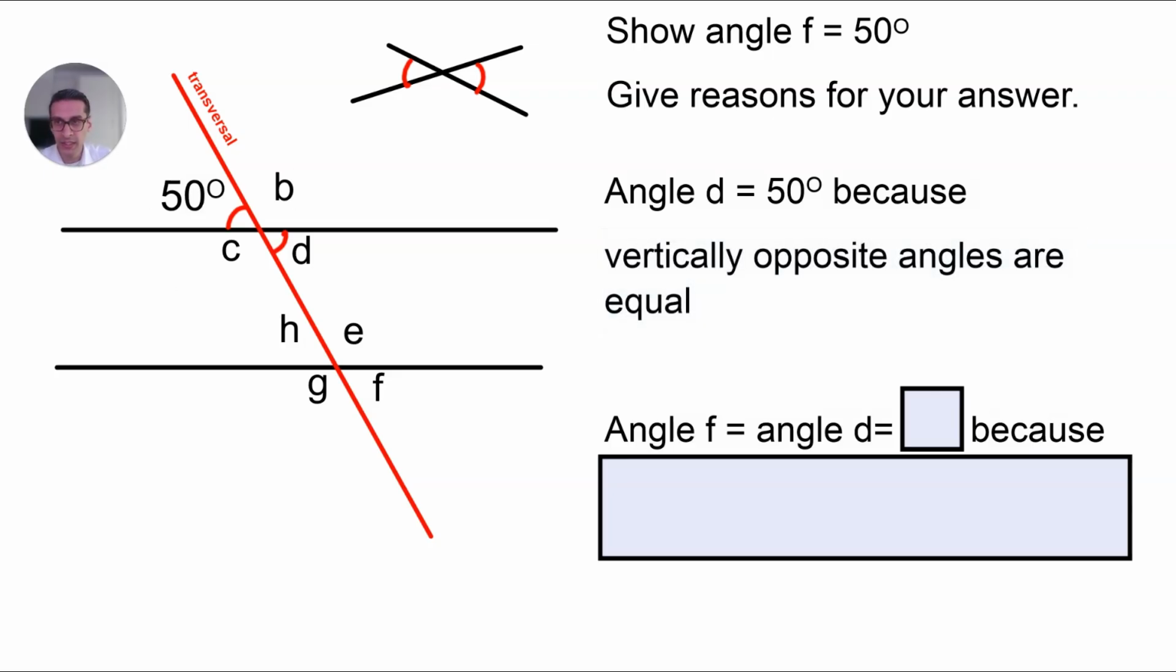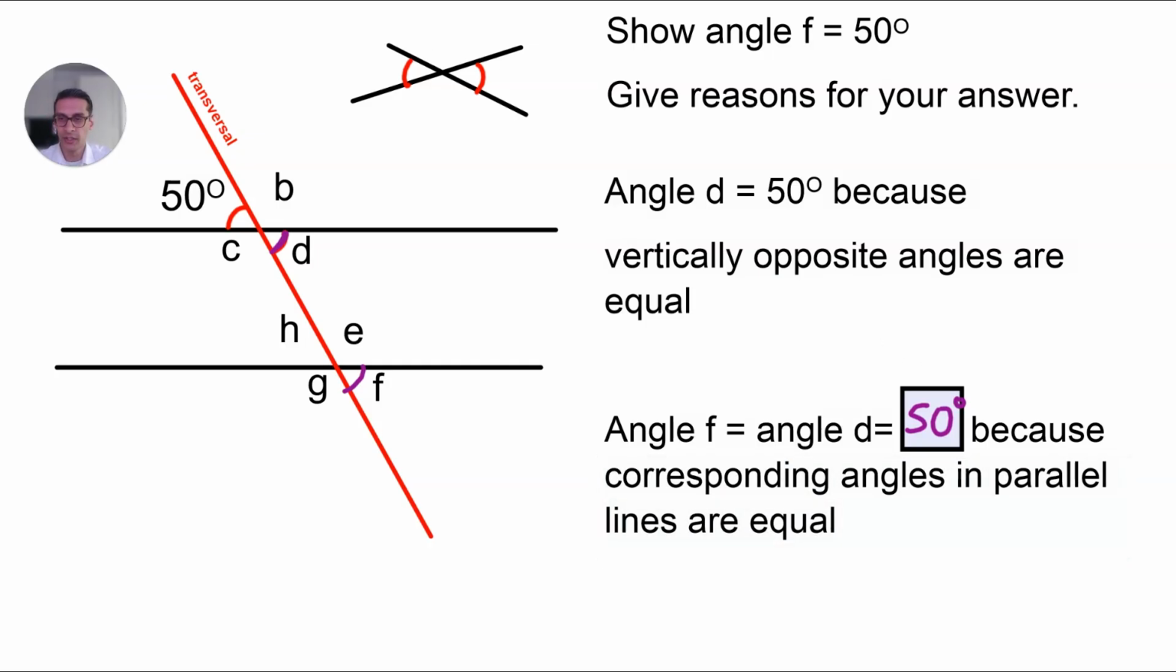And once we know what D is, this is quite good because we know that D corresponds with F. So D is equal to F, which is also going to be 50 degrees because they are corresponding angles in parallel lines, so they're equal. Okay, so that is corresponding angles. We're going to be looking at the next part of angles in the next video.